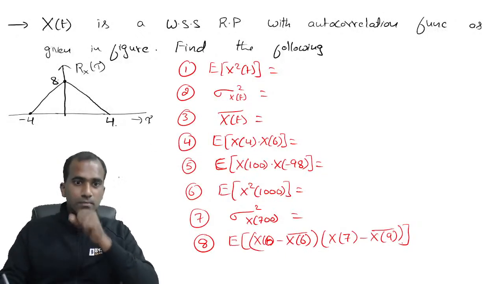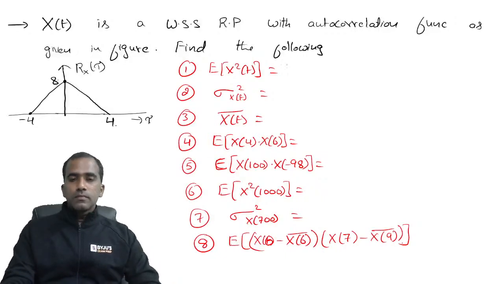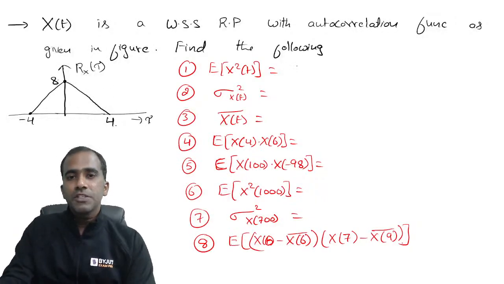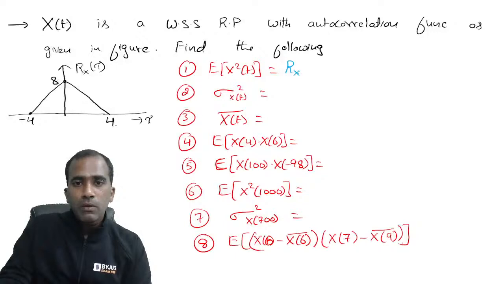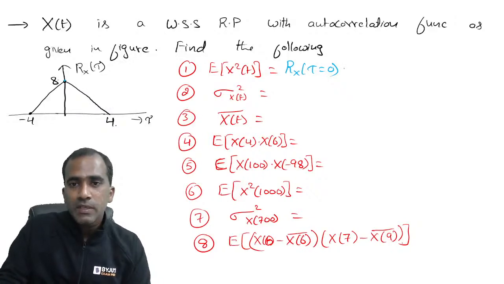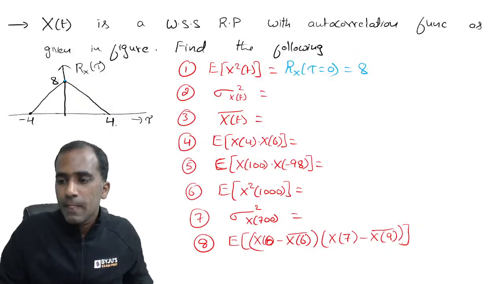First one: how do you find the mean square value from the autocorrelation function? Very simple, put tau equal to 0 in the autocorrelation function. At tau equal to 0, what is the value? It is 8 units. In the autocorrelation function, the value at tau equal to 0 represents the mean square value, or the total average power.